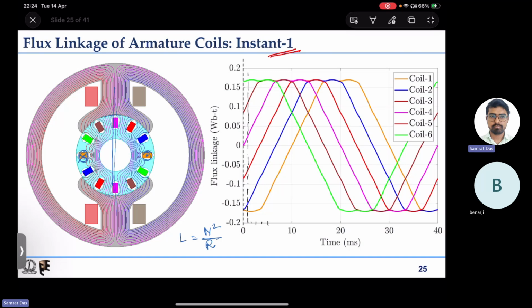Right? So coil 1 will give zero induced EMF. Coil 2 will have some positive induced EMF. Coil 3 will have some positive induced EMF. Coil 4 again will give some positive induced EMF, and coil 5 will have some positive induced EMF, and coil 6 will have zero induced EMF.